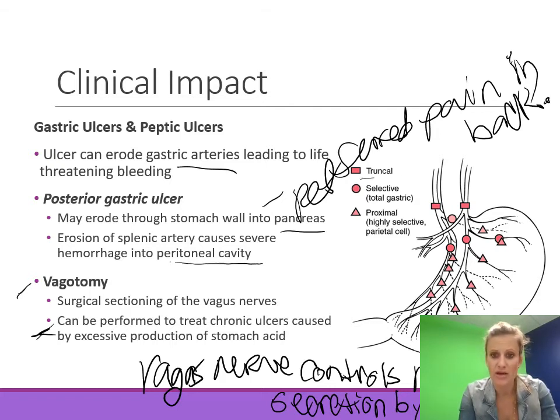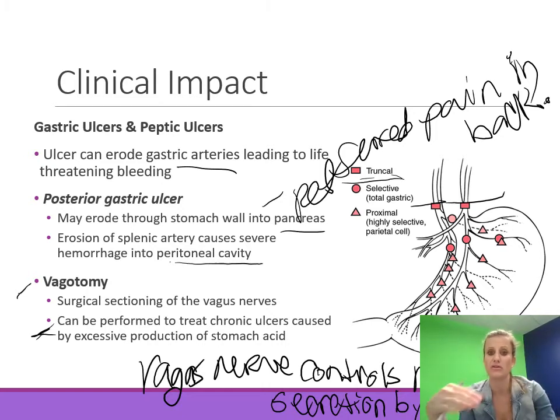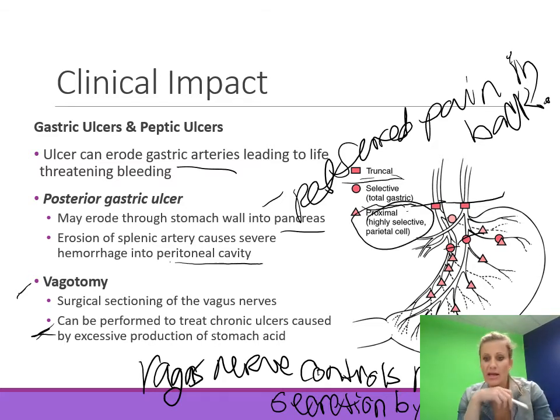A truncal vagotomy is obviously the least specific because you are sectioning the vagus nerve at the vagus trunk. A selective or total gastric vagotomy is completely sectioning the gastric branches. And then a proximal vagotomy is the most selective of these in that it is only sectioning input to the parietal cells.